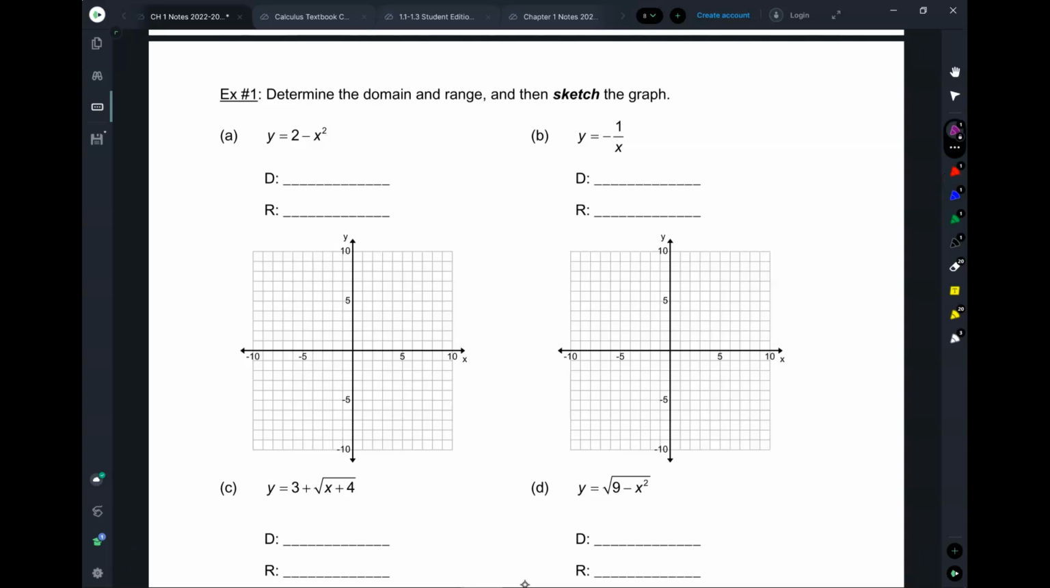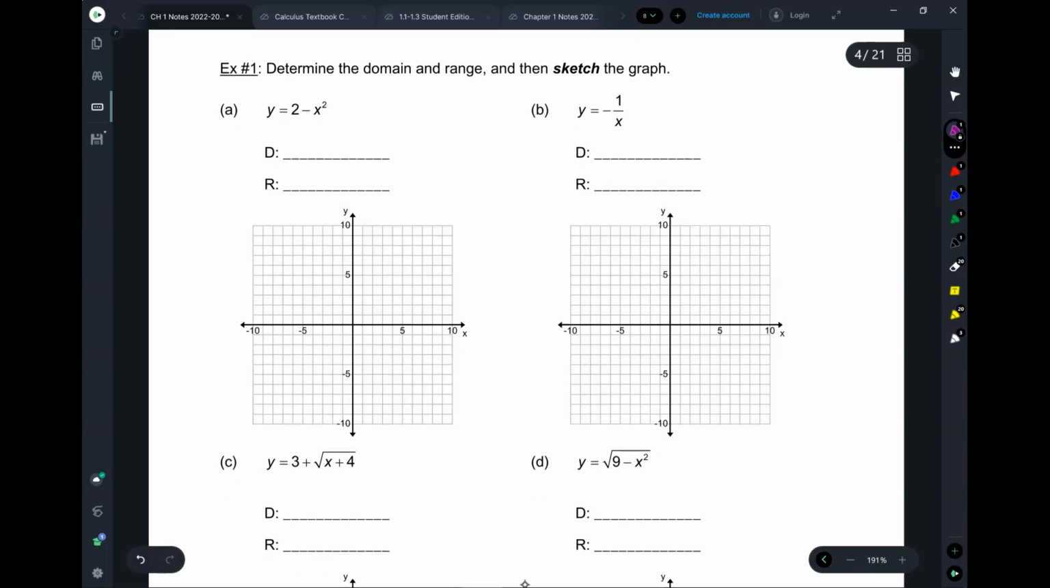Everybody's favorite. Let's do domain and range, and sketching the graph. In calculus, the expectation is that if you see a function, you should know what kind of graph it generates. Like if you see number 1, you should know that it's a parabola facing down. Or if you see a cubic function and so on.